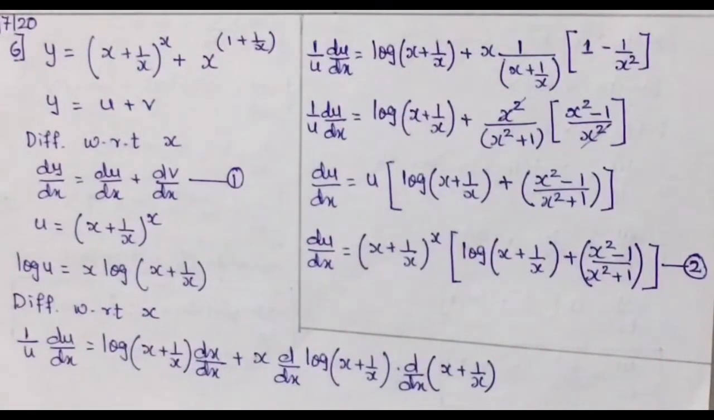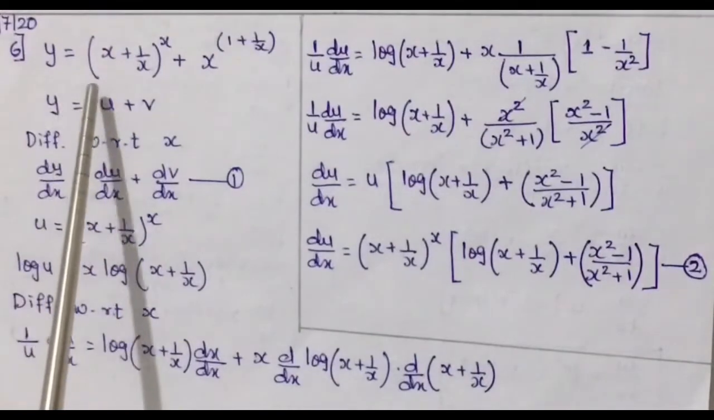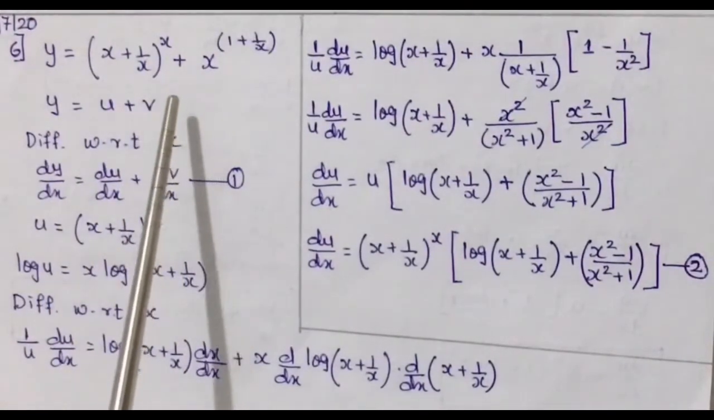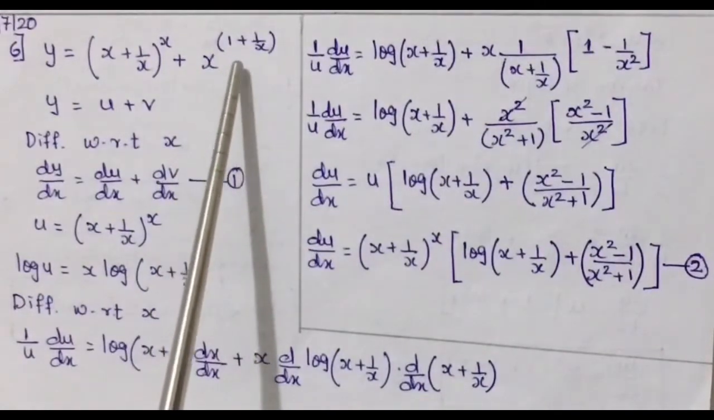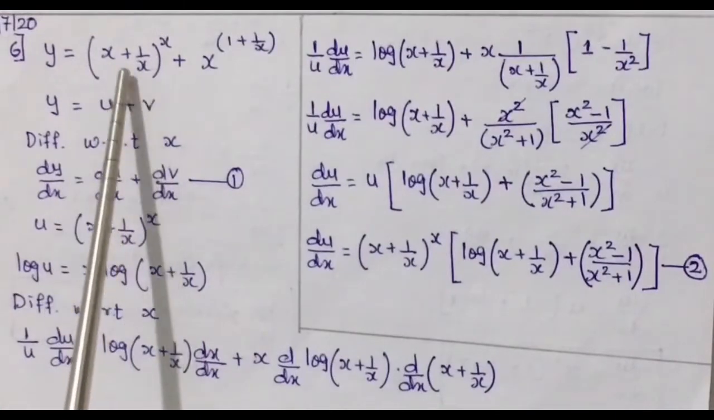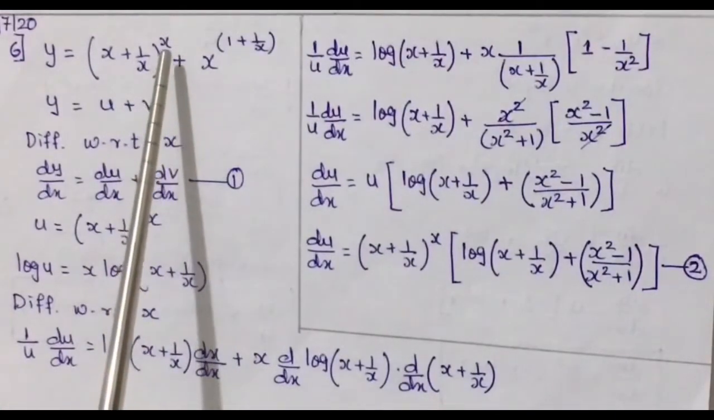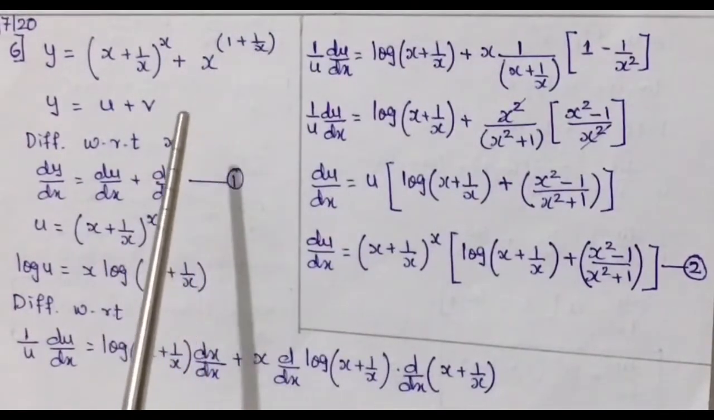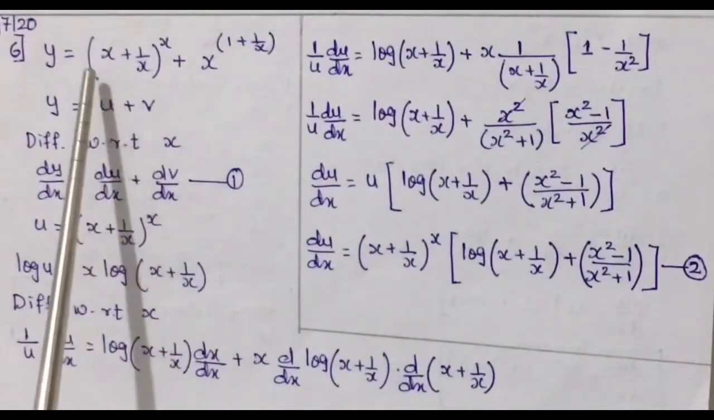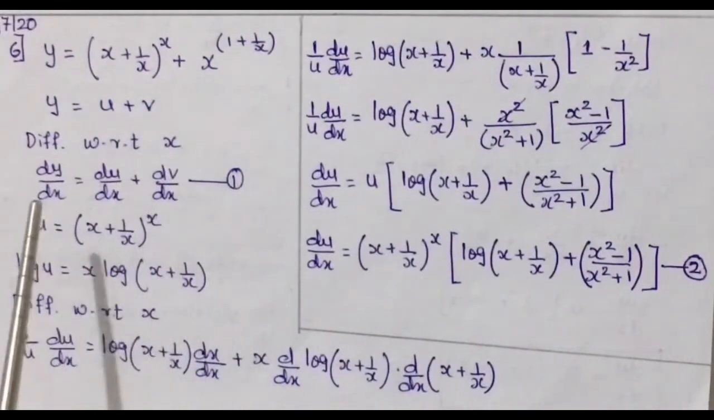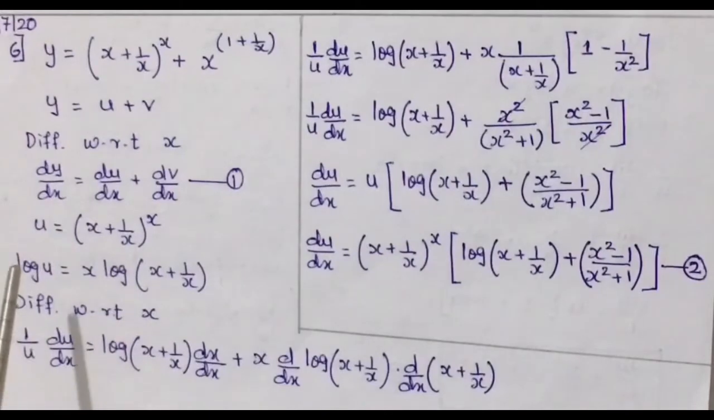The example given is y is equal to (x plus 1 upon x) raised to x, plus x raised to (1 plus 1 by x). Now here in both these terms, the variable x is there in the power. So to differentiate this type of function, we'll make use of logarithmic differentiation.